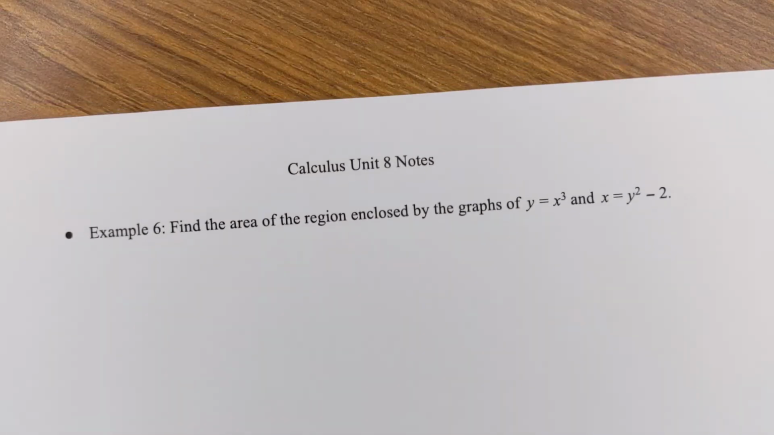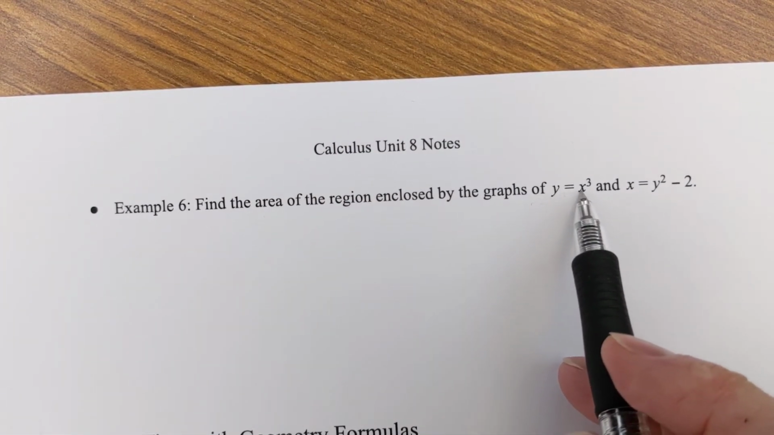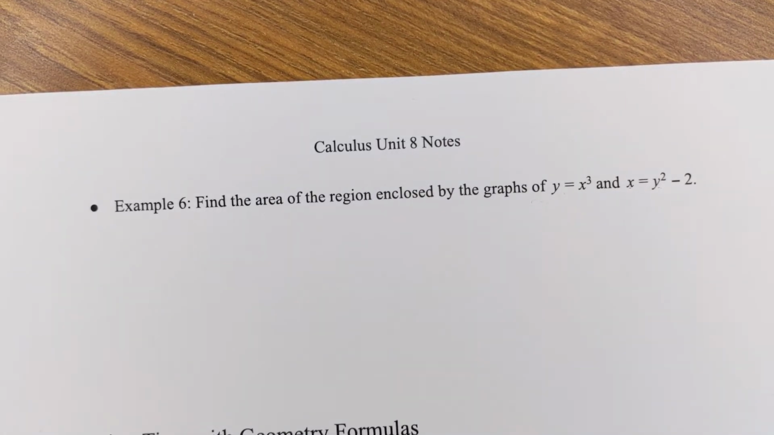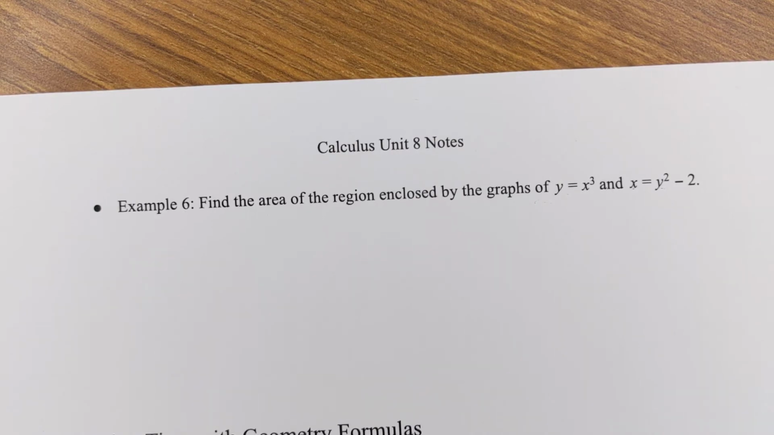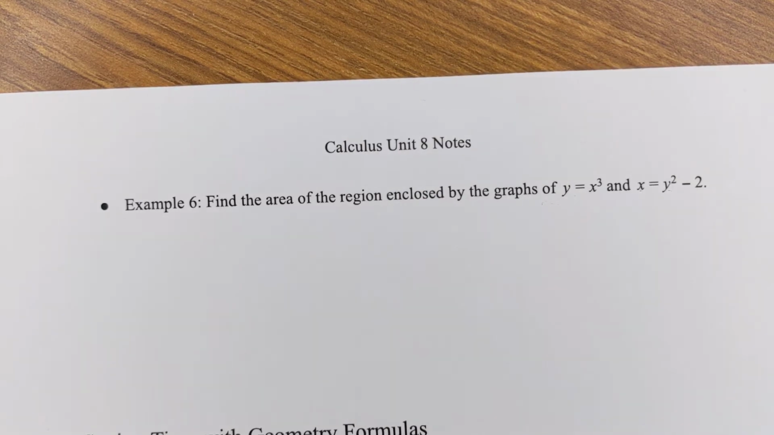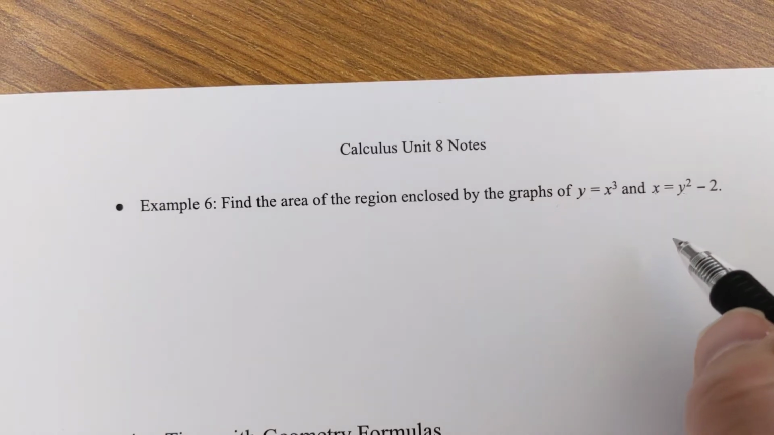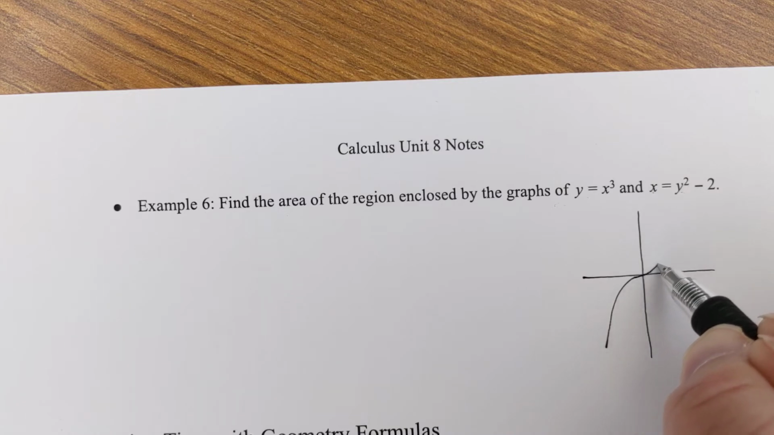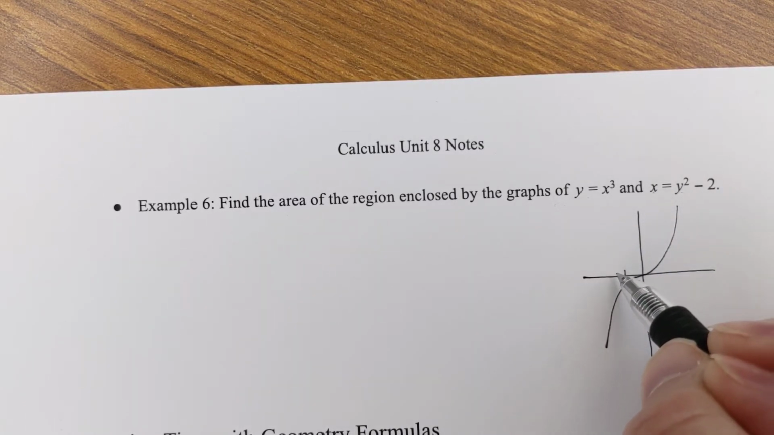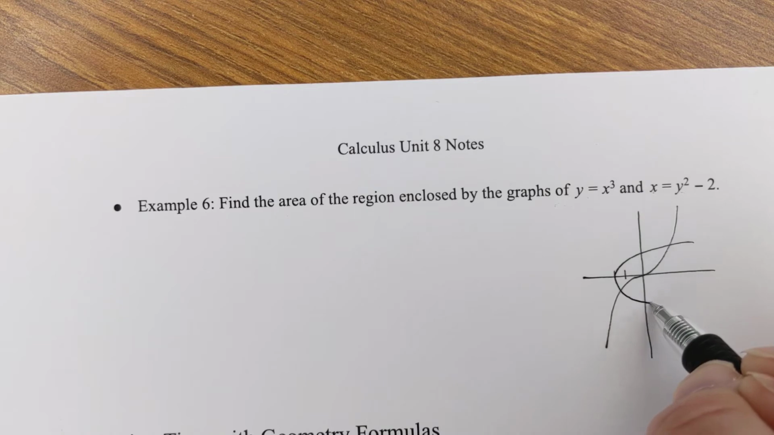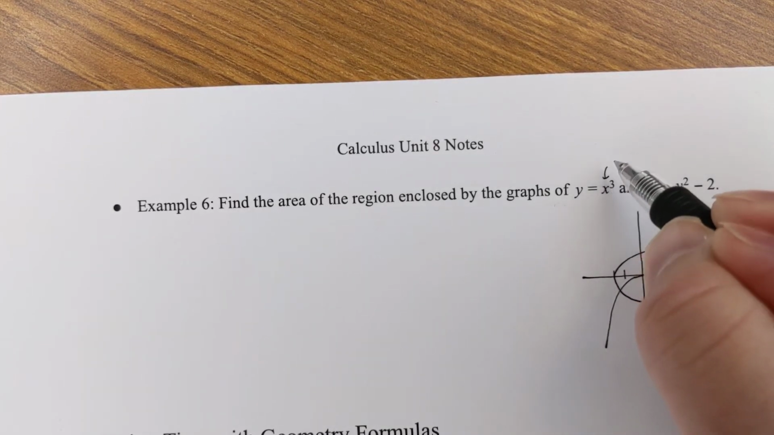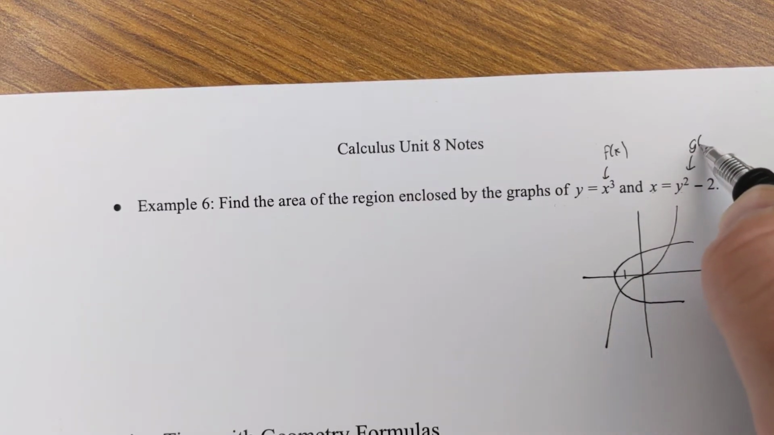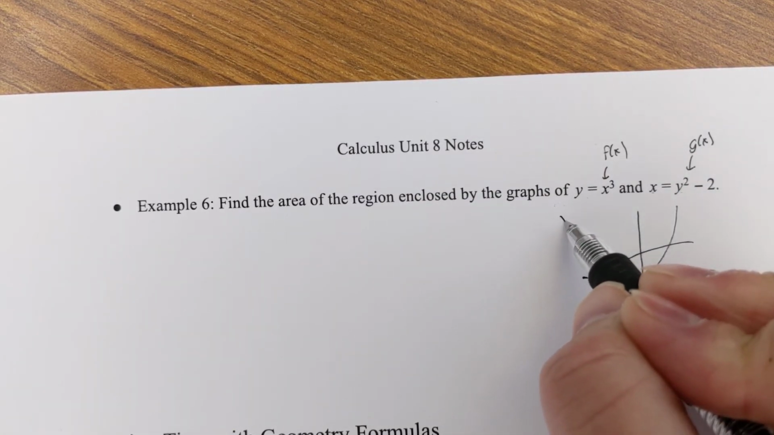Which brings us to example 6. Area enclosed by the graphs y equals x cubed and x equals y squared minus 2. So let's see here. If we graph these guys, y equals x cubed looks something like this. This is a sideways parabola going this way. So this one is going to be our f of x because it's always the one to the right. This one's going to be our g of x. It's always the one to the left, but I need to rearrange this.